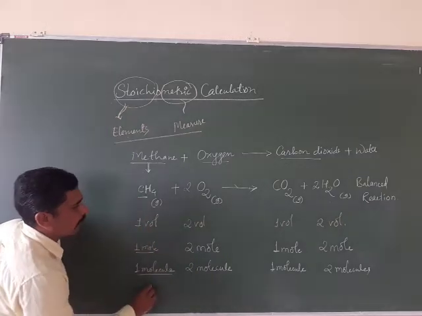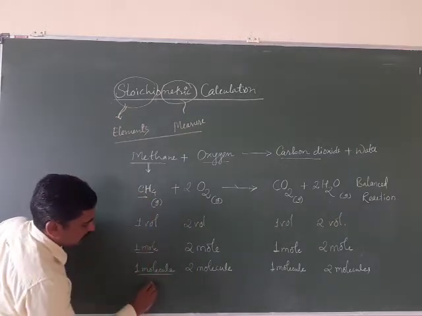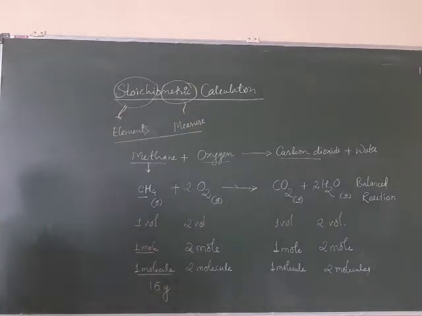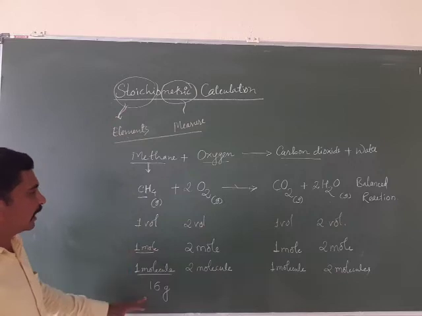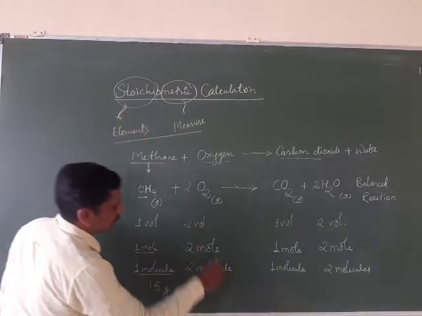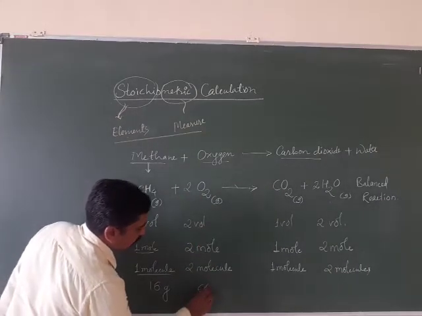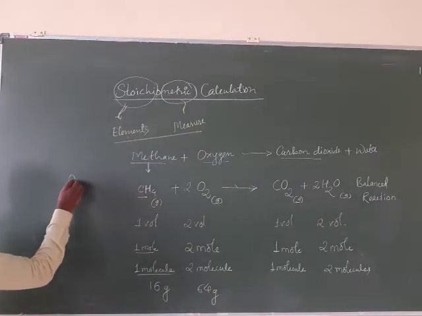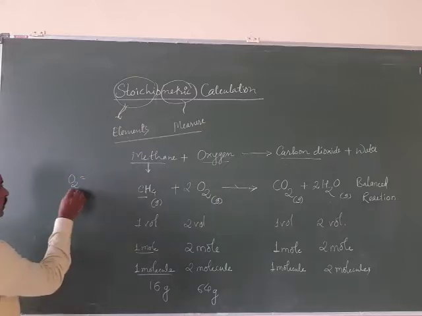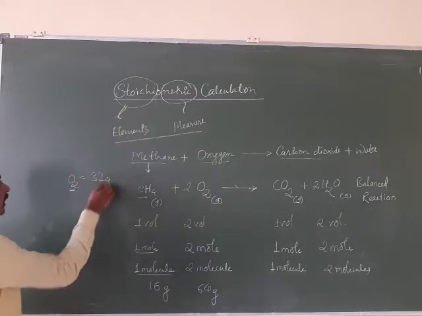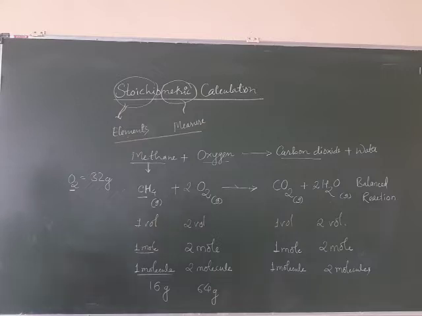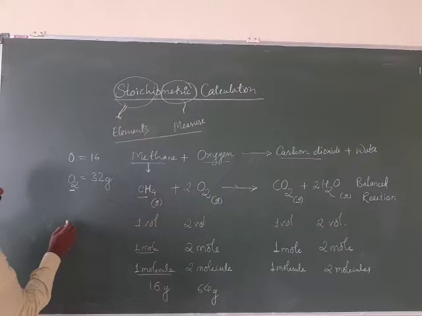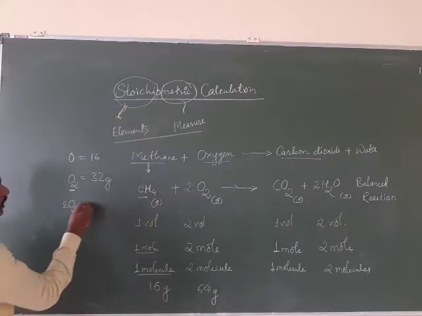Now we know that 1 mole of methane means how many grams? We can write it in the form of mass. This is 16 gram of methane, which reacts with 64 gram of oxygen. Why 64? Because the mass of 1 oxygen molecule, O2, is 32 gram, so 2 O2 becomes 64.